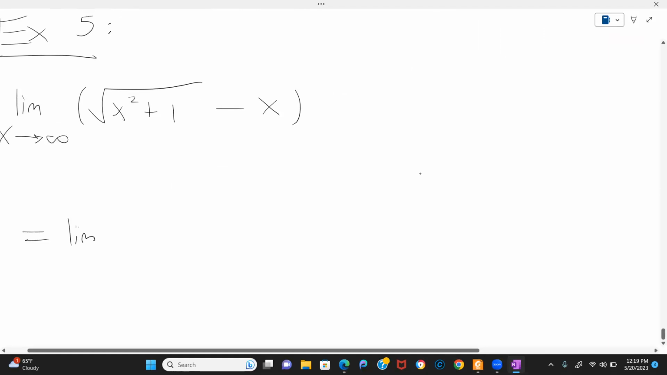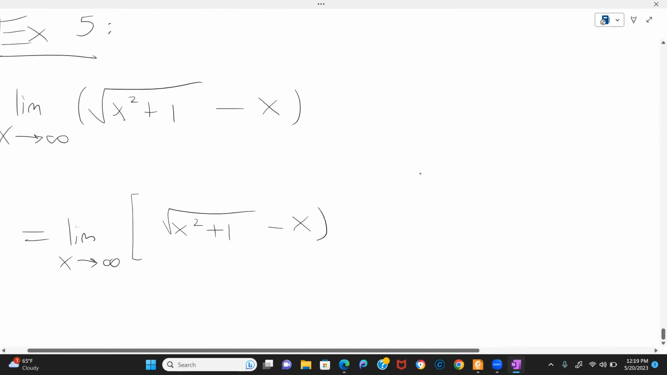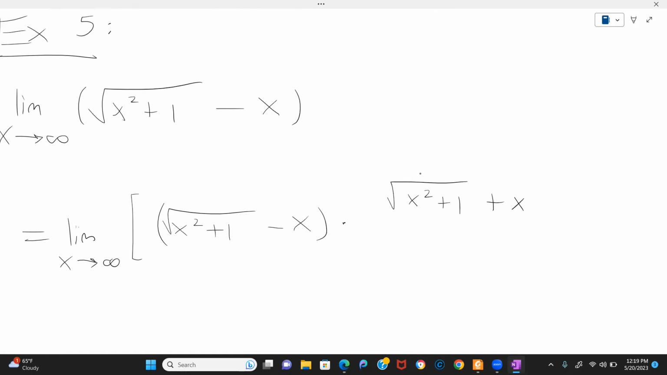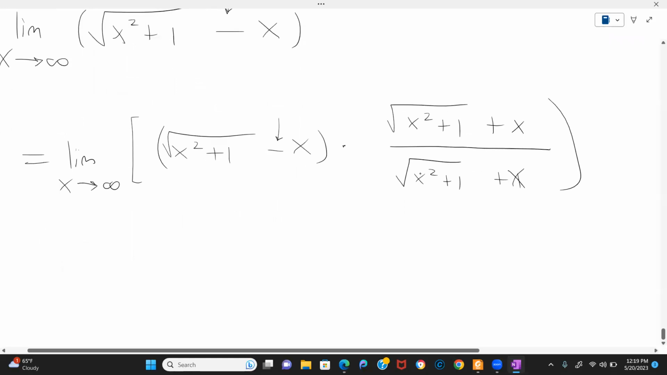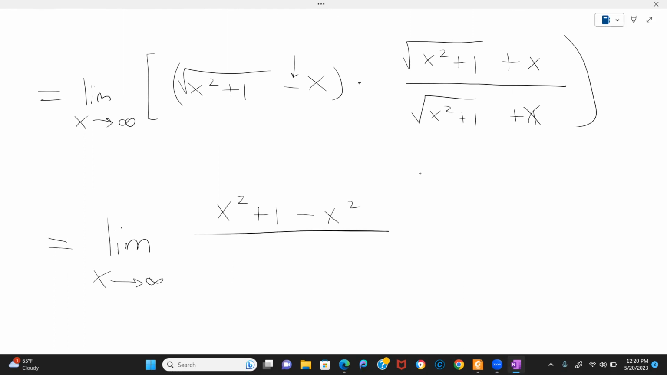So we're going to multiply by the conjugate. Overall it's going to be square root of x squared plus 1 minus x times square root of x squared plus 1 plus x. You have a minus here, so now the conjugate means you switch the sign to a plus. When you want to take the conjugate, you switch the sign to a plus. And when you do this calculation, what you end up with in the numerator is x squared plus 1 minus x squared. And then in the denominator, you end up with square root of x squared plus 1 plus x.